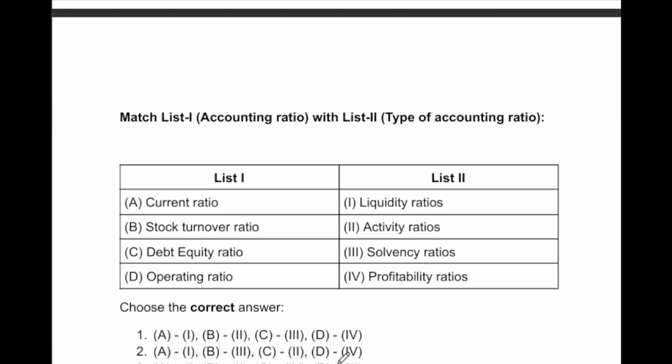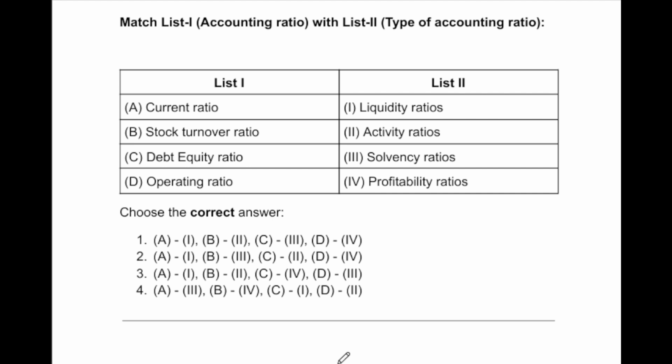Next question is match the following. We know there are 4 types of ratios which are given in list 2. Current ratio is liquidity ratio, stock turnover ratio is activity ratio, debt equity ratio is solvency ratio, operating ratio is profit ratio. So basically correct answer is A1, B2, C3 and D4.